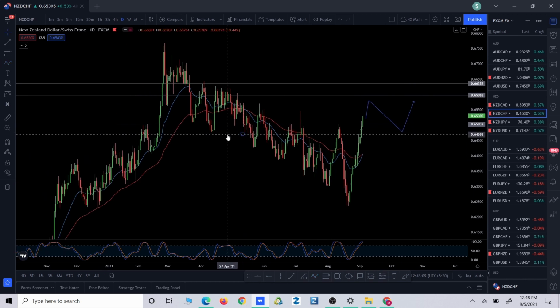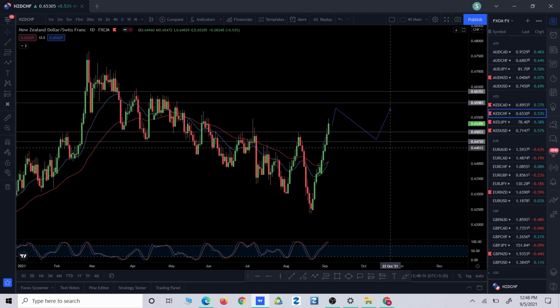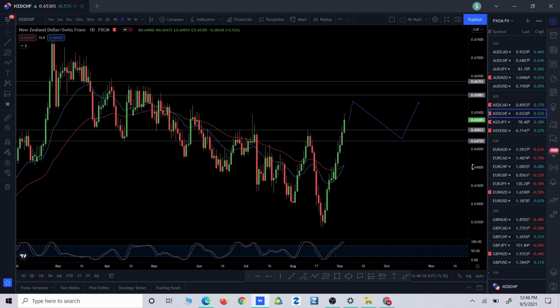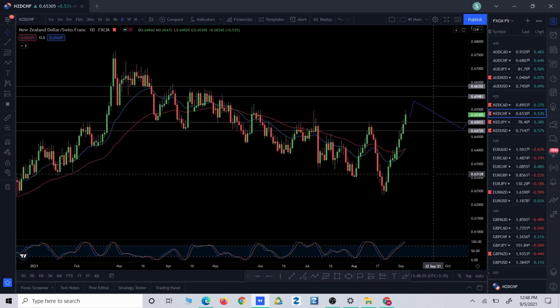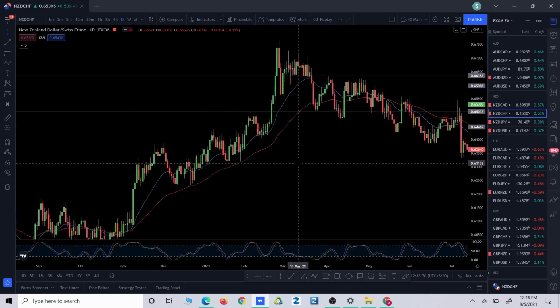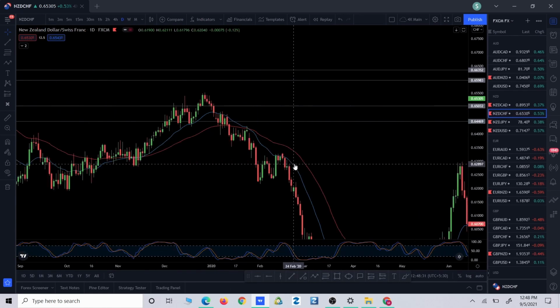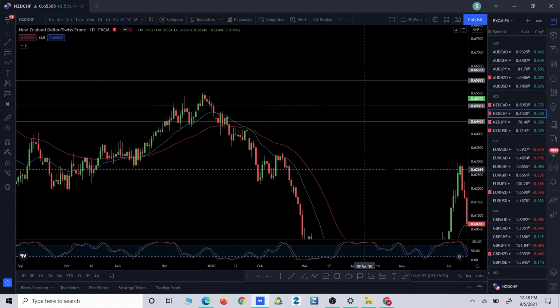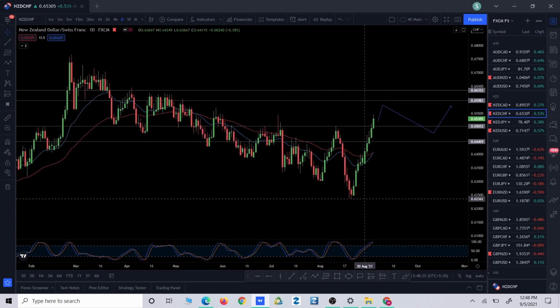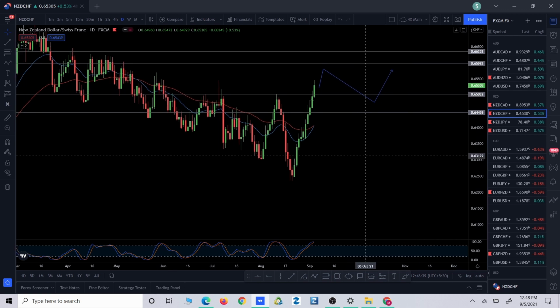If we check the strength of this particular zone, it has been retested multiple times in the past, which makes it a very strong zone to look for long opportunity in this market. If we check how many times it has been retested in the past, we can see 1, 2, 3, 4, 5, 6. So 6 times recently. And if we check more, we can see 7, 8, 9. So this zone has been retested multiple times, which makes it a very strong zone to look for long opportunity in this market.